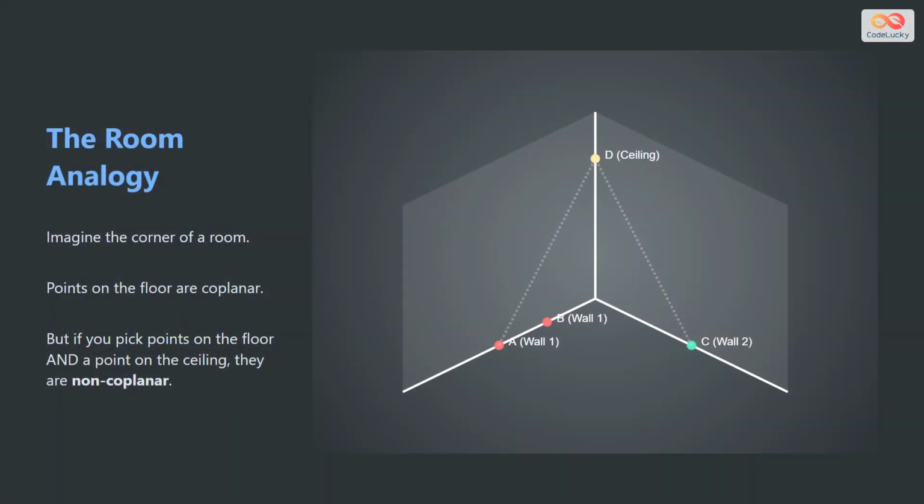A great way to visualize this is to look at the corner of a room. Points on the floor are on one plane, points on the wall are on another. If you pick points from the floor and one from the ceiling, they are non-coplanar.